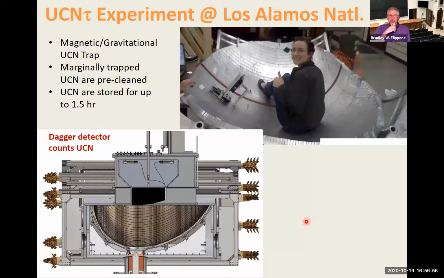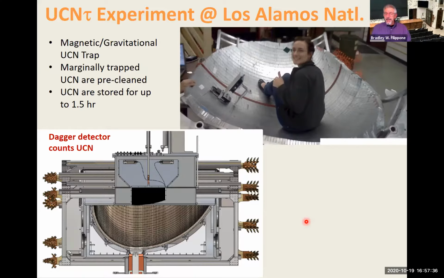So that's the lifetime. My group is involved in a collaboration called the UCN Tau experiment at Los Alamos. This is kind of fun. As you can see, it's a bathtub-sized trap. The bottom of the trap is loaded with permanent magnets that are oriented in different directions. It's called a Halbach array. The orientation is such that it produces a large gradient. If you look at the field of a refrigerator magnet, it has that similar property, where the direction of the field very locally is changing rapidly. This produces a large gradient magnetic field.